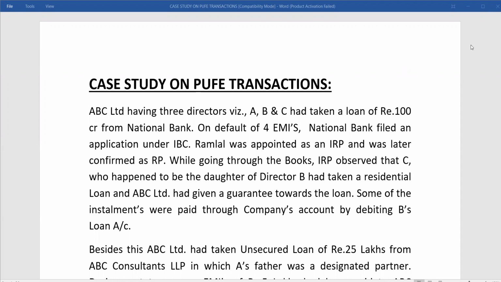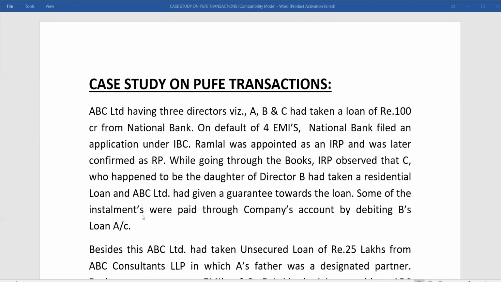Yes sir. ABC Limited, having 3 directors, namely A, B, and C, had taken a loan of rupees 100 crores from National Bank. On default of 4 EMIs, National Bank filed an application under IBC. Ramlal was appointed as IRP and was later confirmed as RP. While going through the books, IRP observed that C, who happened to be a daughter of Director B, had taken a residential loan and ABC Limited had given a guarantee towards the loan.